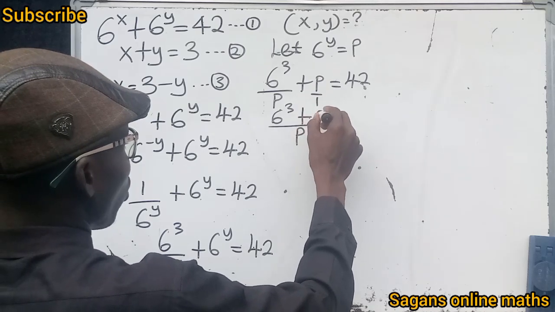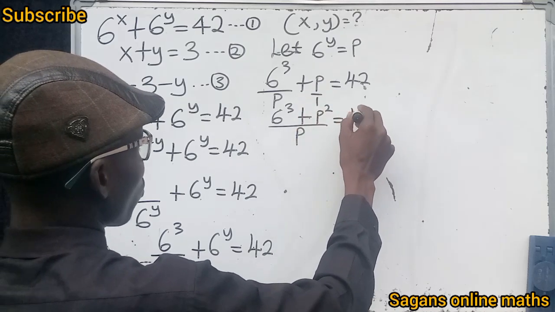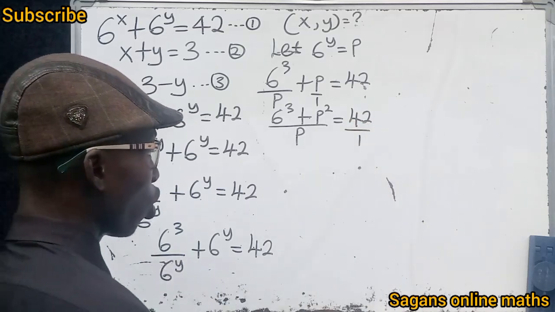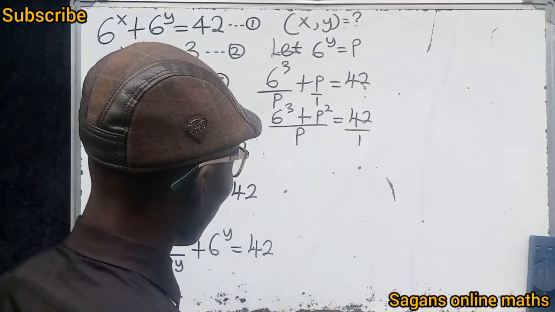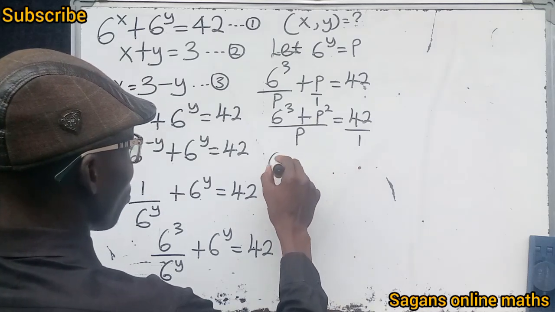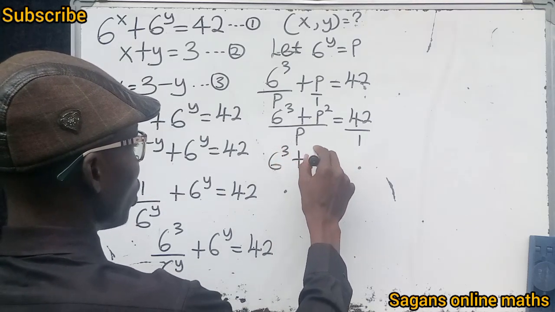Plus what? P squared equals to what? 42. Now remember the denominator here is 1. Let's cross multiply, or let's multiply through by what? By p, right? So we cross multiply. I want to have this is 6 raised to the power of 3 plus p squared.